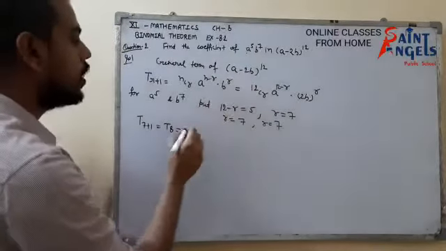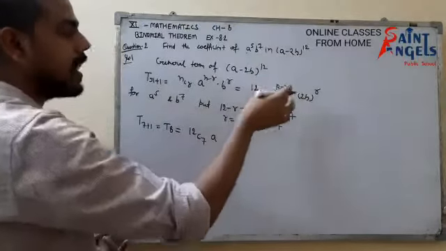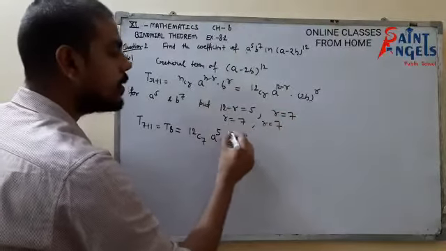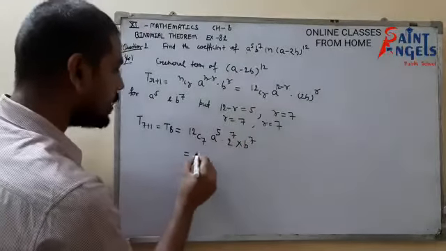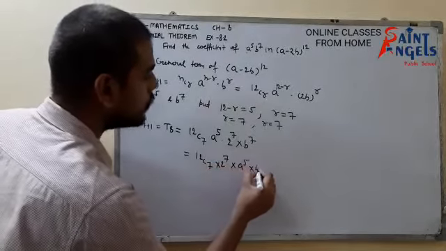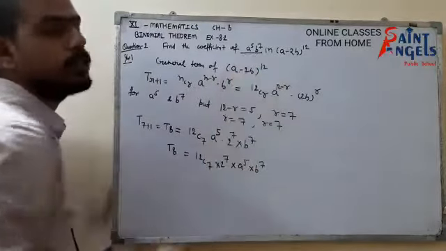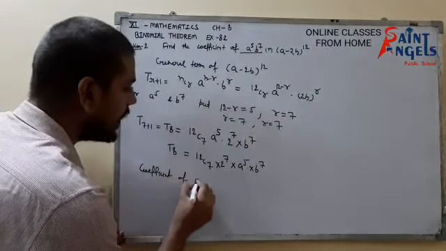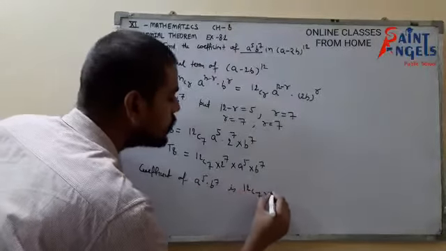So T8 would be 12C7, since r is 7, into a to the power 12 minus r, means 12 minus 7, so a to the power 5, into 2 to the power r, means 2 to the power 7, into b to the power r, means b to the power 7. So can I write 12C7 into 2 to the power 7 into a to the power 5 into b to the power 7, that is T8. So the coefficient of a to the power 5 and b to the power 7 is 12C7 into 2 to the power 7.